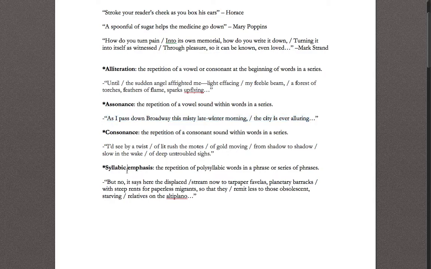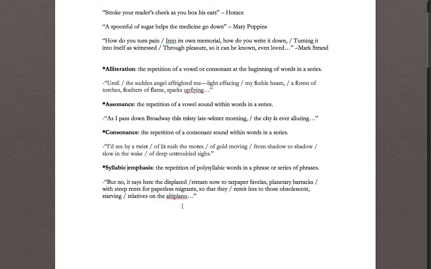The last thing we're going to practice and look for in the poems for reading is what I'll call syllabic emphasis. Basically, this means looking for the repetition of polysyllabic words in a phrase or series of phrases. By polysyllabic, I mean many syllables. I think what I'm referring to here in the example is any words that have more than 2 syllables. So 1 and 2 syllable words are fairly common. As you get into the 3, 4, and 5 syllable words, they call more attention to themselves, especially when you put a number of polysyllabic words together in a phrase.